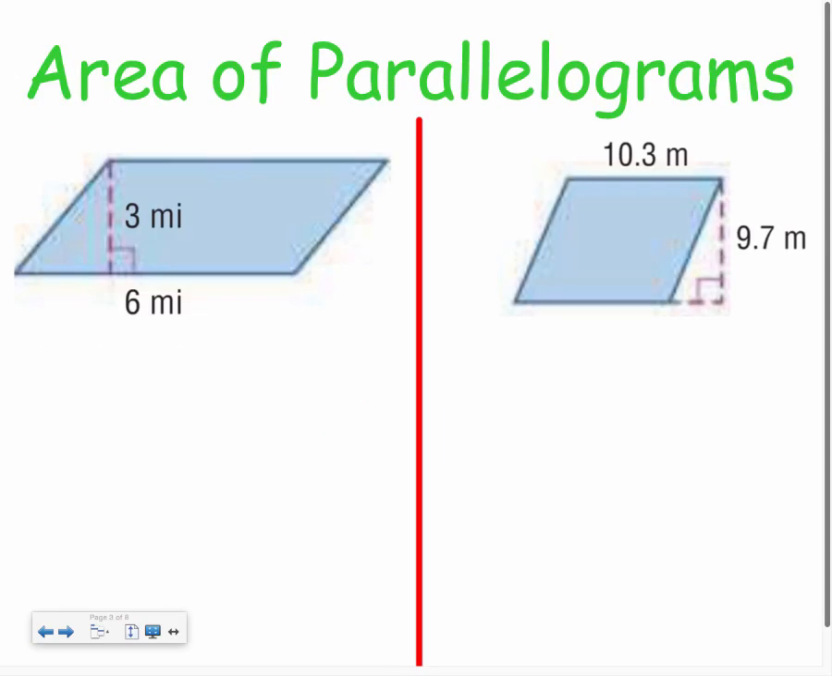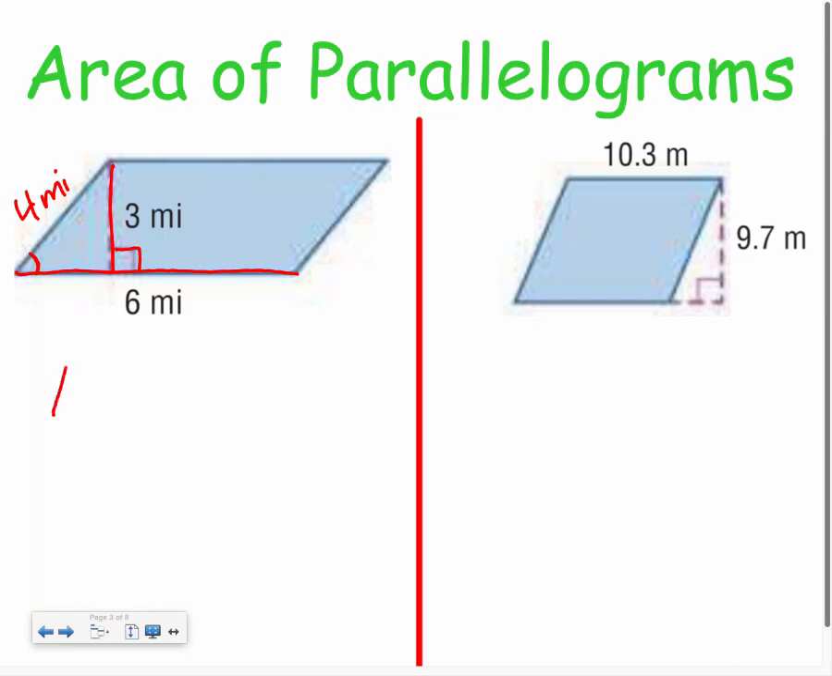So, for example, if we look at the figure on the left, they give us a measurement of 6 miles for the base and 3 miles for the height. Again, notice that there is a right angle in between them. If it gave us 4 miles over here, for example, we could not use that as the height because it does not form a right angle with the base. So it has to have the right angle in between the two.